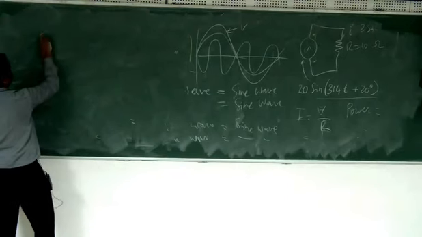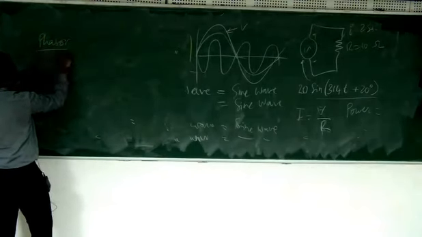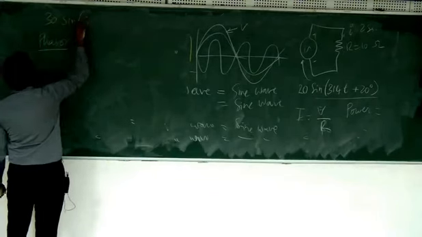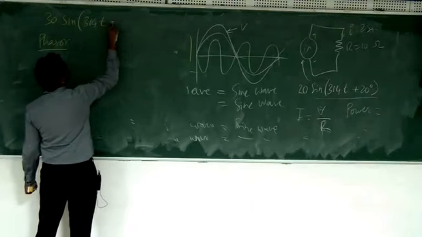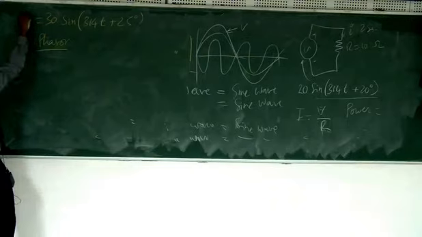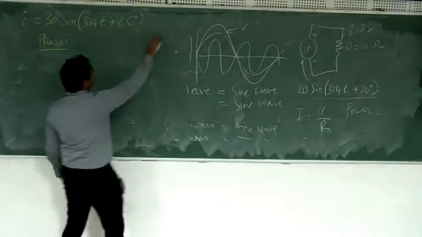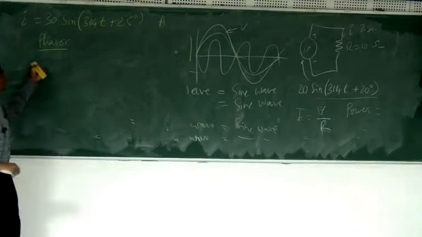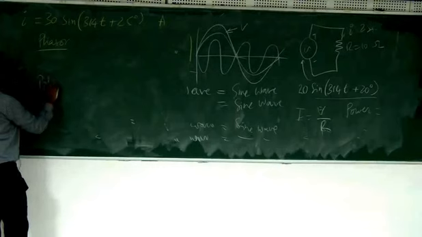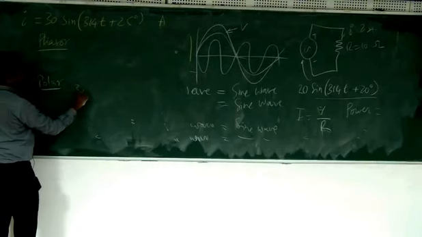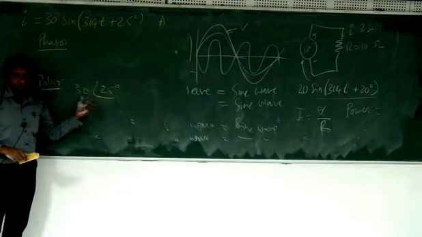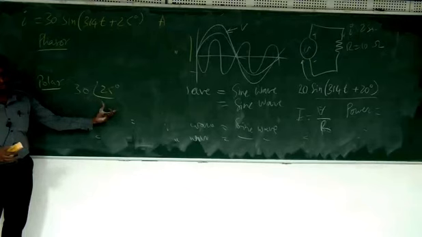So phasor is very simple. I'll write the equation: 30 sine(314t + 25 degrees). If this is your signal I, this many amperes of current is flowing. So how do you represent it in the phasor form? Before that, polar form. In polar form, you will simply write 30 angle 25 degrees. Strictly speaking, this should be 30 divided by root 2, but we'll come to that later. So 30 angle 25 degrees.